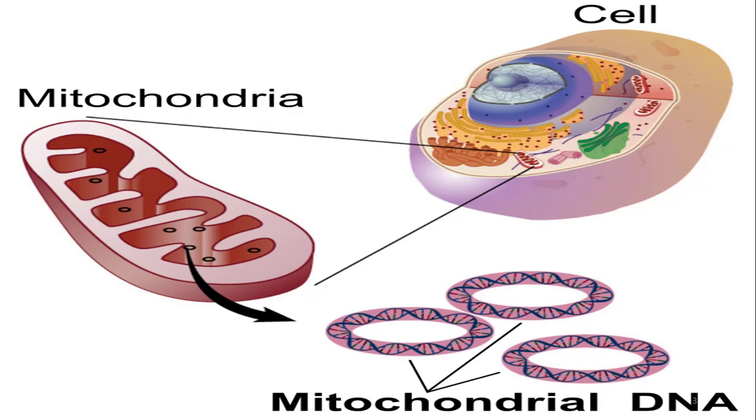Dear students, remember one thing more. We inherit mitochondrial DNA only from the mother, not from the father. 100% from the mother. For example, we inherit the mitochondrial DNA from our mother, our mother inherits it from her mother, and so on. It means that only females transfer mitochondrial DNA from one generation to the next. Fathers don't have any role in transferring mitochondrial DNA.